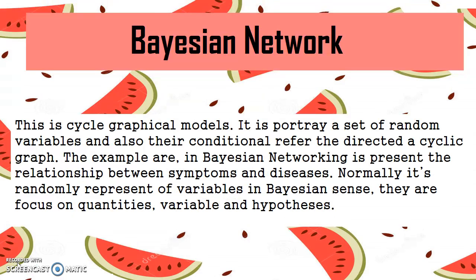Secondly is the Bayesian network. This is a graphical model. It portrays a set of random variables and their conditional dependencies as a directed acyclic graph. An example of a Bayesian network is presenting the relationship between symptoms and disease. Normally, it randomly represents the variables in Bayesian networks since they are focused on quantities, variables, and hypotheses.